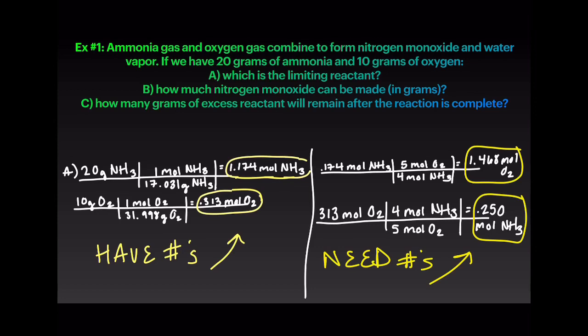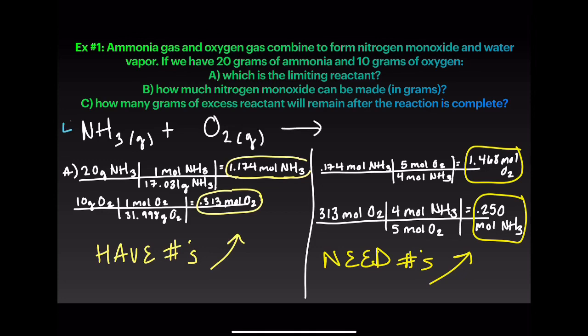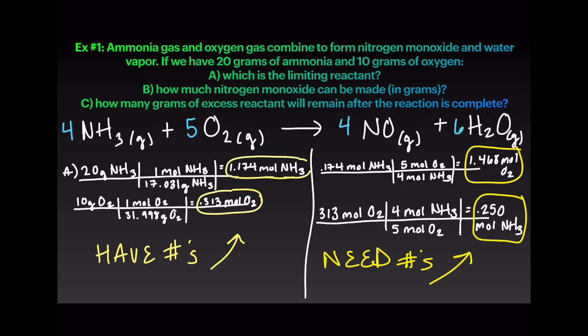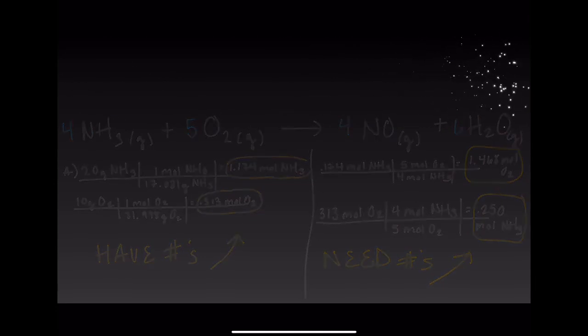Hopefully you're still writing it and thinking about it, but all I did to find the have numbers, like from our last video, was I converted how much we have of grams into moles. Then I used my molar ratio from the reaction I just wrote and balanced to find the need numbers. And again, if you don't remember how to do this, go back and watch the previous video.